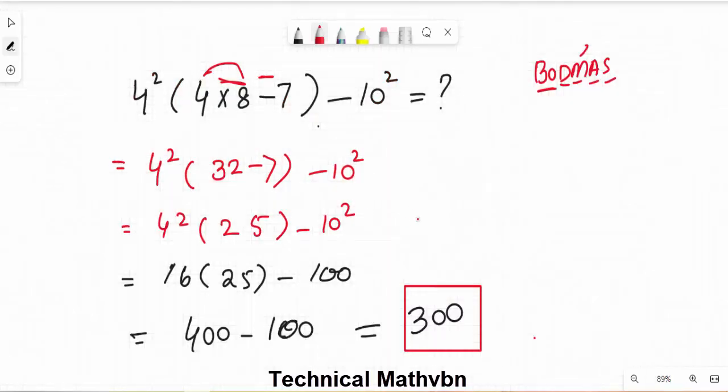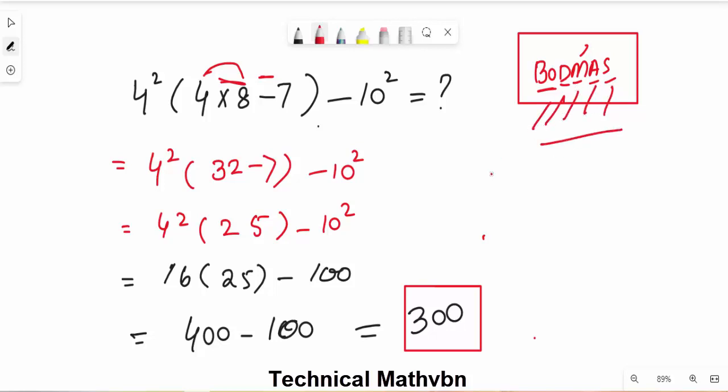So these are the steps we have to follow while solving this question. This question will be solved with the help of the bracket of DMAS formula. That is so simple, and you have to follow the arrangement: bracket of, division, and after that multiplication, and addition and subtraction.